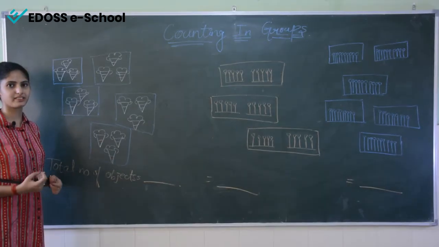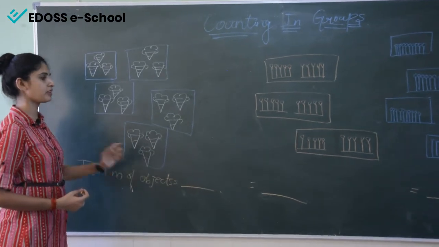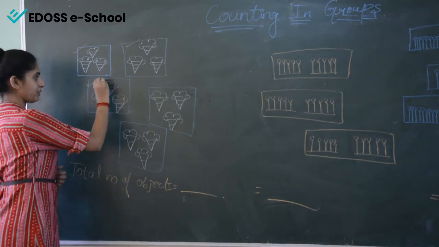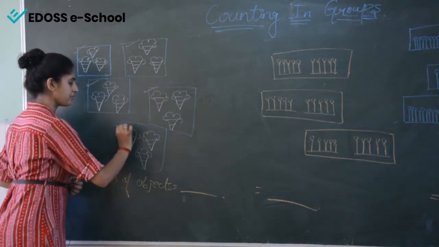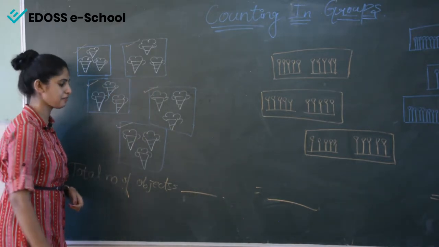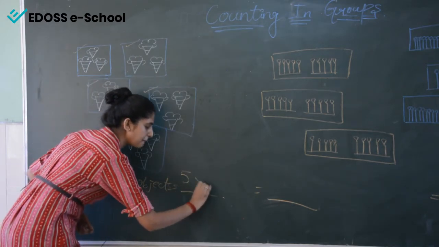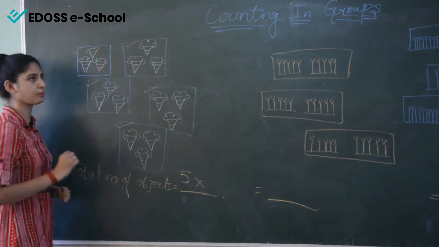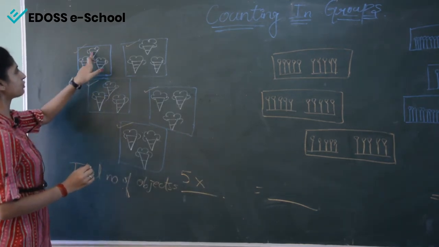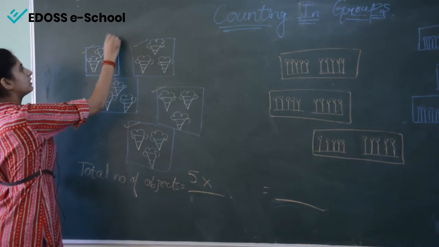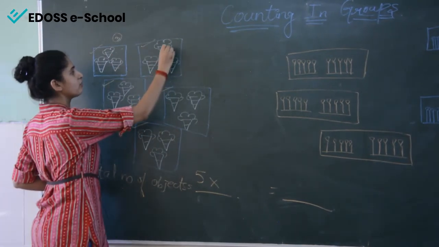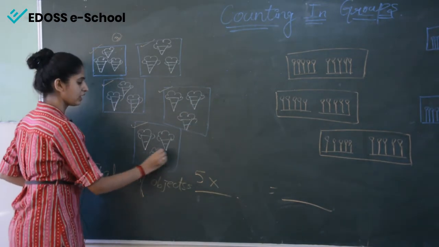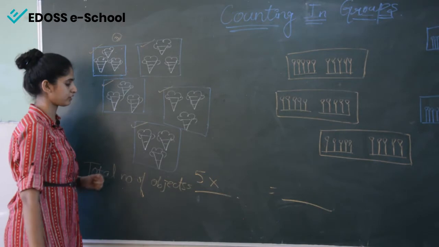Now here are some more examples. Let's count the number of groups here. 1, 2, 3, 4, 5. So how many groups are here? 5. So we'll write 5 here, multiplied by, let's see the number of objects in each group. 1, 2, 3. So in this group, 3 items are here. In this group, 1, 2, 3, 3. In this group, 3. In this group, also 3. In this group also, 3 objects are here.